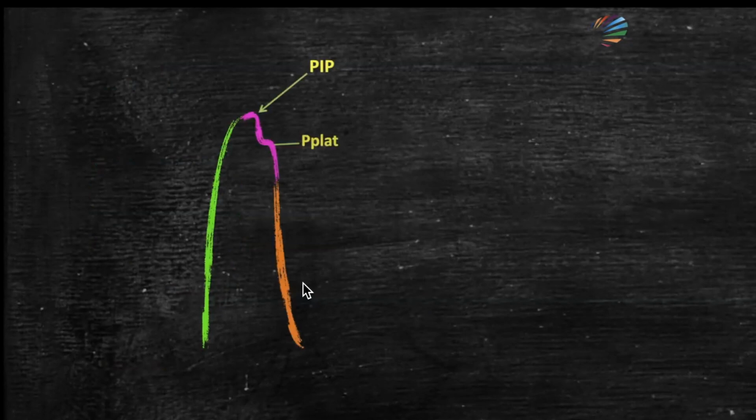Now coming back to the pressure time scalar, as we discussed, there is a PIP and P plateau, and the difference between PIP and P plateau tells us about airway resistance.